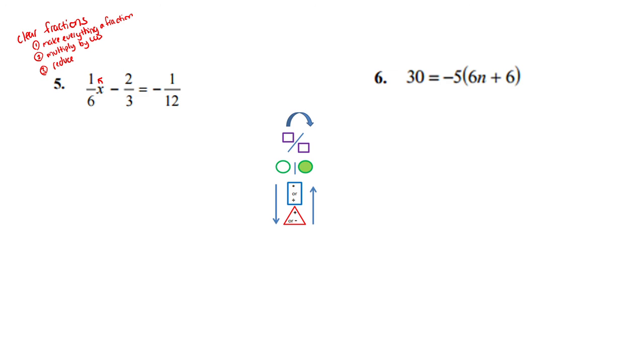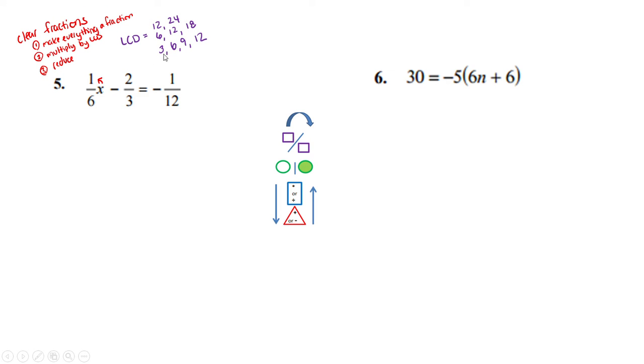The next thing I have to do is figure out what the LCD is. Now, it's always easier to start with your biggest number, and LCD means you're thinking, okay, 12 times 1 is 12, 12 times 2 is 24, and 12 times 3 would be 36.